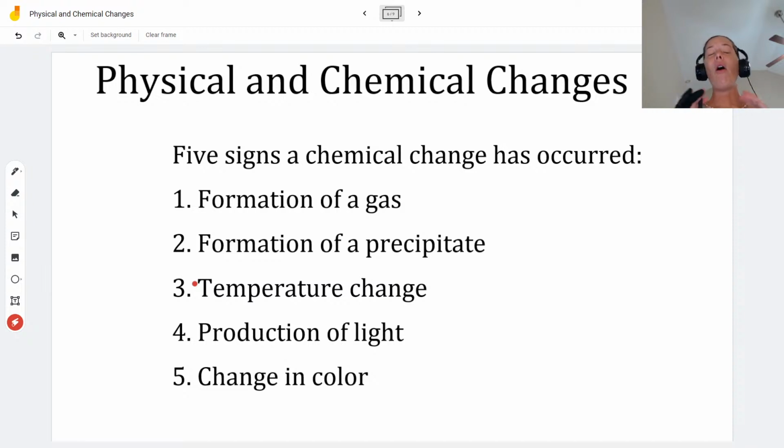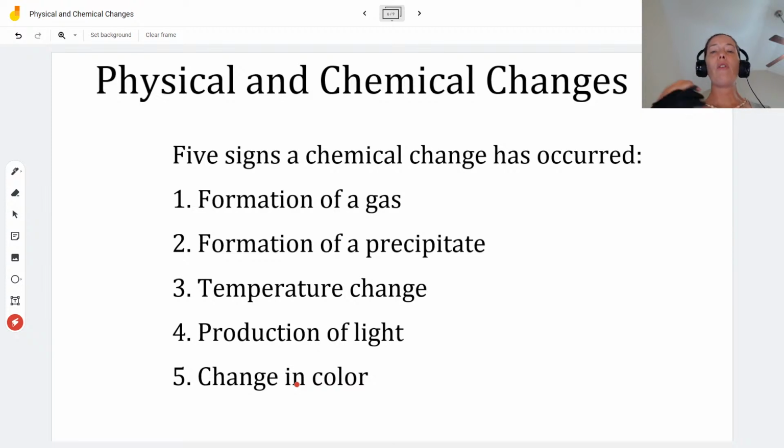Now, this doesn't always hold true, but it should get your mind thinking about, oh, one of these 5 signs has happened. I think this is probably a chemical change. Okay, so let's just run through these, and then we'll talk about some situations if they are physical or chemical changes. Okay, so first is the formation of a gas. Now, some people classify formation of a gas and a change in smell or a change in odor as 2 different signs, but I tend to put them under one sign.